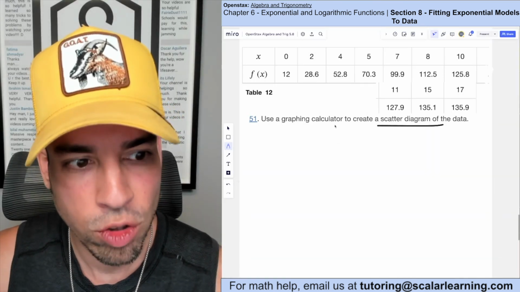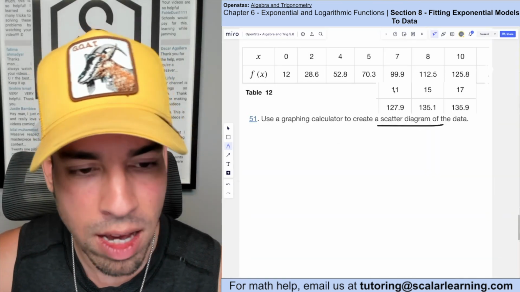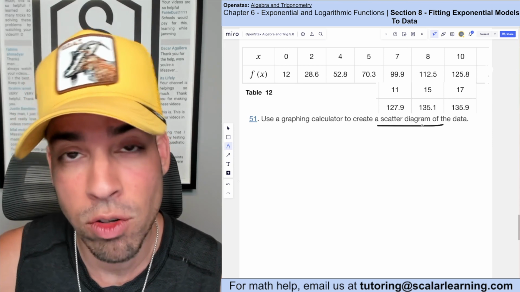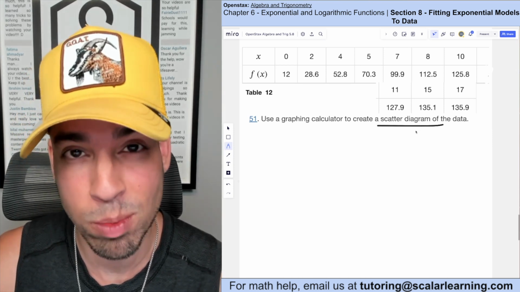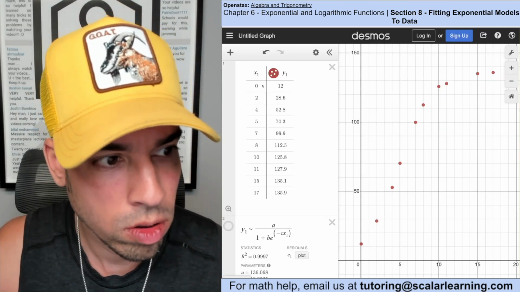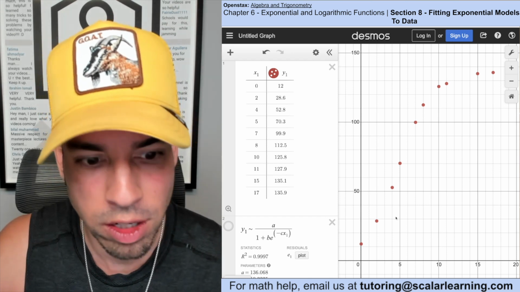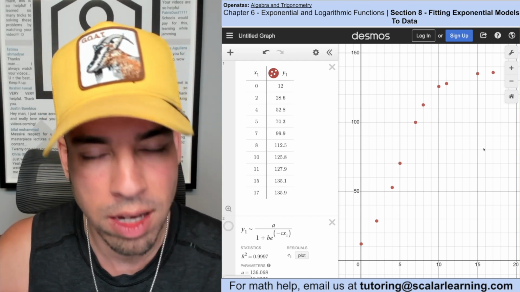So for this one, we're meant to use a graphing calculator to plot these data points in a scatter plot or scatter diagram. So let's do that now in Desmos. So now that we put in all the points like so, we can see here is the scatter plot. This is what it looks like, and that's it.